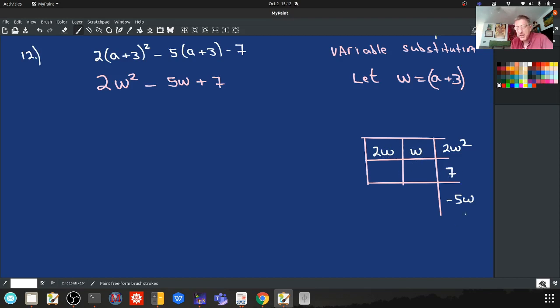And 7, since this is a negative, I'm going to have to do 7 as the product of two negatives, but 7 is prime. So my only choice is 1 times minus 7. But I do have a choice as to where I put them. So this is minus 2W minus 7W. And that's going to not work because that gives me minus 9W. So abandon that one.